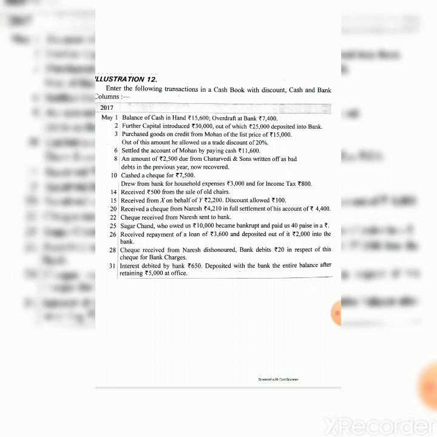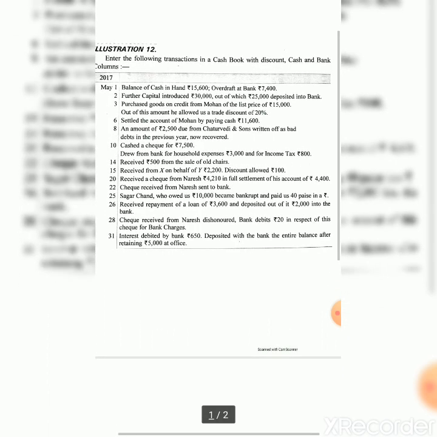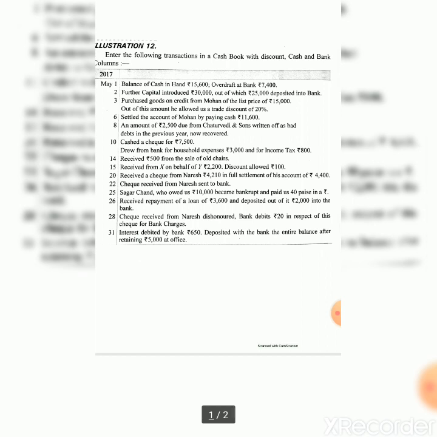An amount of 2,500 due from Chaturvedi and Sons, written off as bad debts in the previous year, now recovered. Cashed a check of rupees 7,500 due from bank for household expenses 3,000, and for income tax 800. Received rupees 500 from the sale of old shares. Received from X on behalf of Y rupees 2,200, discount allowed 100.